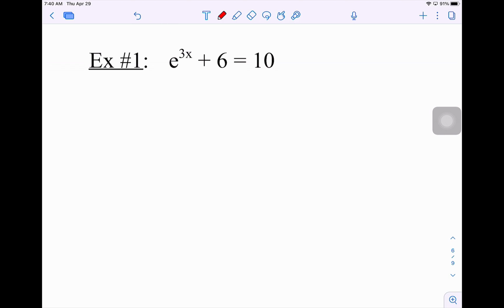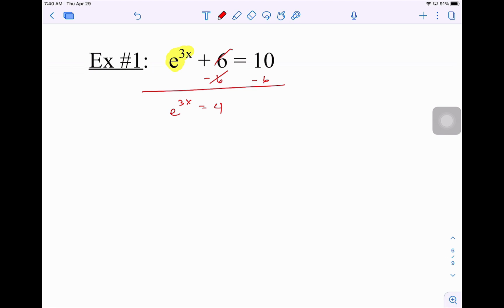Okay? So if we go through and follow this, we're going to solve this the same way we've been solving all the other exponential functions. And that is get the exponential part by itself first. Meaning, I need to get that by itself before I can do anything else. So step number 1, we're going to subtract the 6 over to the other side. So we have e to the 3x power equal to 4.